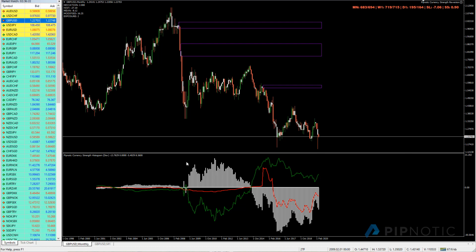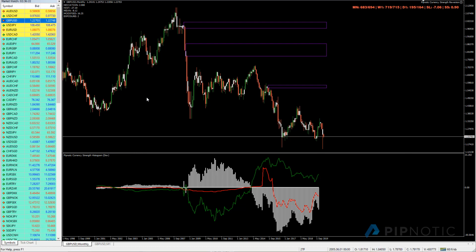So if we have a look at this, this is all data I have. Surprise is testing some extreme lows. We can also see here that if we look at the currency strength histogram, we have price moving lower, but the histogram beginning to move higher like this, which is a clear indication that we're probably going to have some kind of a bounce. Let's see how well these line up with these extreme readings.